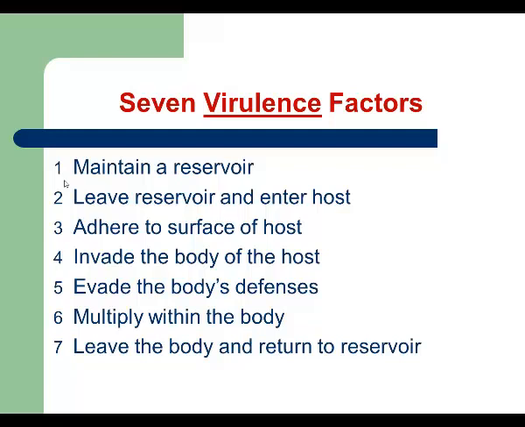Number four, pathogens have to be able to invade body of the host, means some of them have to be able to go deeper in the tissues. Next one, pathogens must be able to evade body's defenses, means somehow go around our immune system. Number six, pathogens have to be able to multiply within body of the host. And number seven, they have to be able to leave body of the host and return to reservoir.